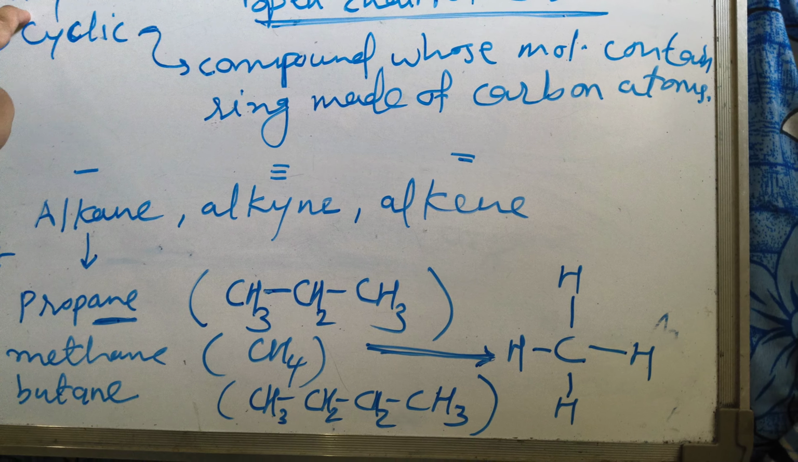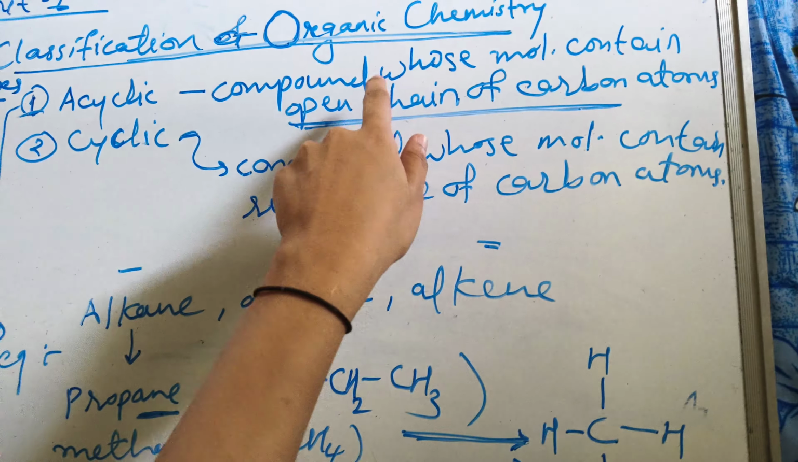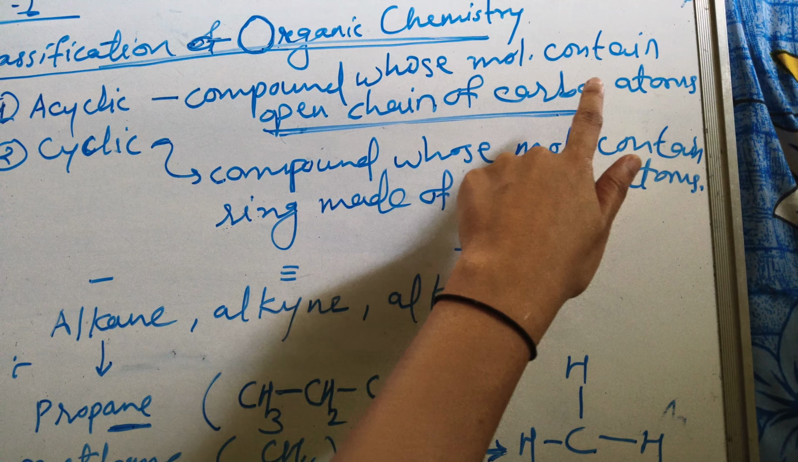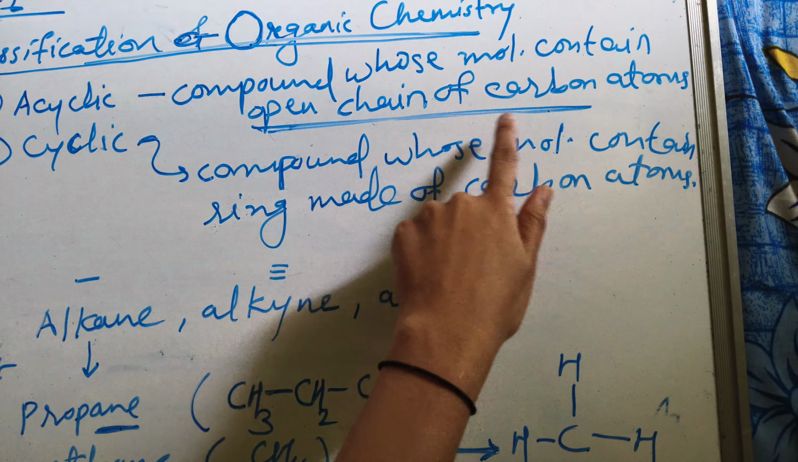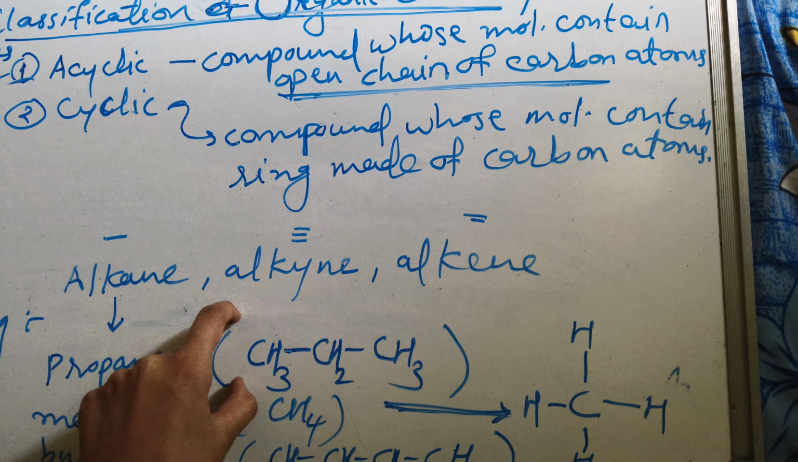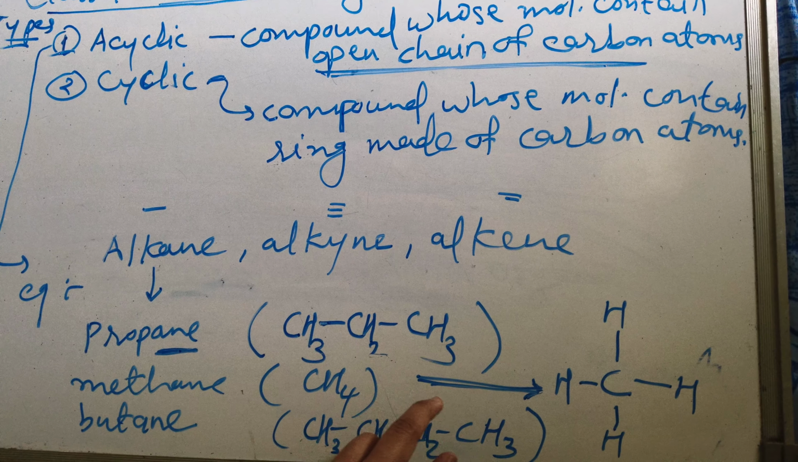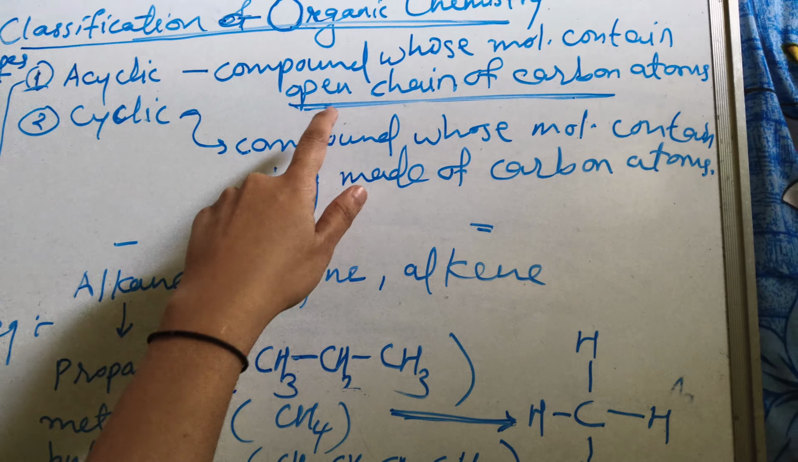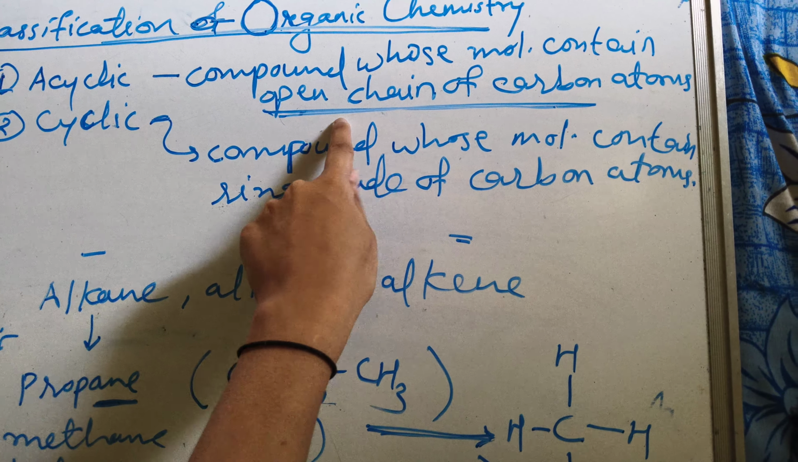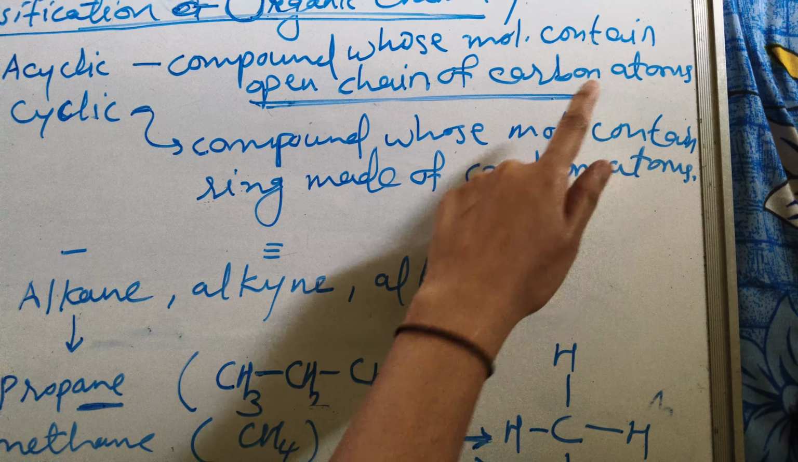Why is it called acyclic? Because, as per the definition, the compound whose molecule contains an open chain of carbon atoms. This is an open chain. There is no ending and there is no ring in any compound. That's why it says open chain of carbon atoms.